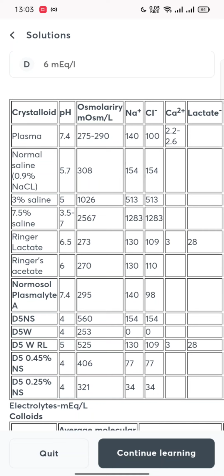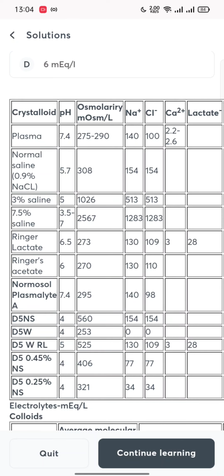In 7.5% saline, pH is 3.5 to 7, osmolarity is 2567, and sodium and chloride concentration is 1283. In Ringer lactate, pH is 6.5, osmolarity is 273, sodium is 130, chloride is 109, calcium concentration is 3, and lactate is 28.